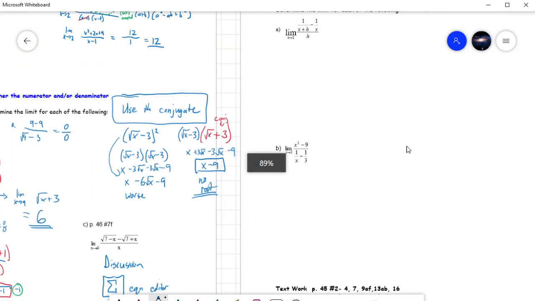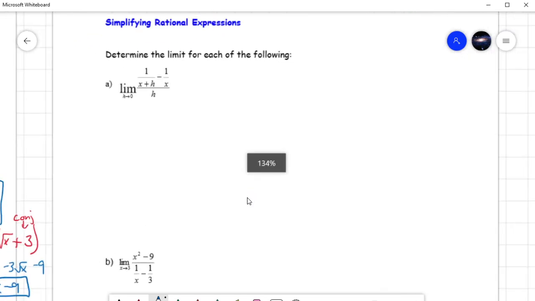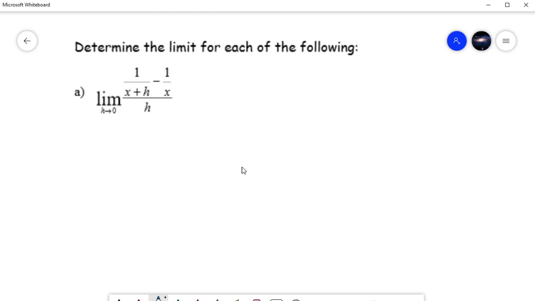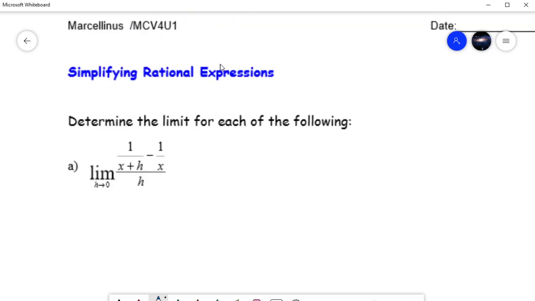Okay, let's come to the last couple for the day. The last things we might need to do for our limits is what we call simplifying a rational expression. And 9 times out of 10, what that means is use a common denominator to add and simplify. Usually that's what that means.